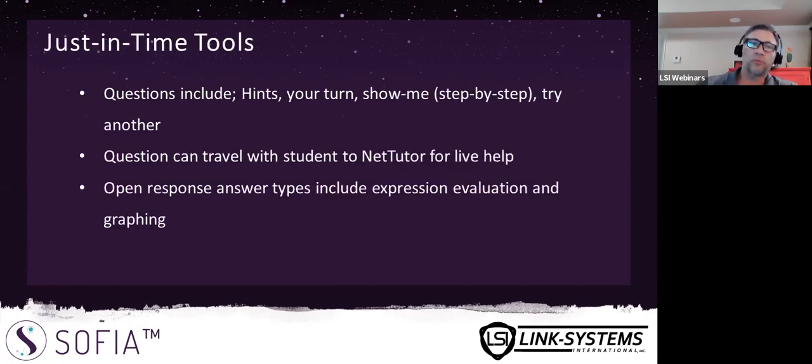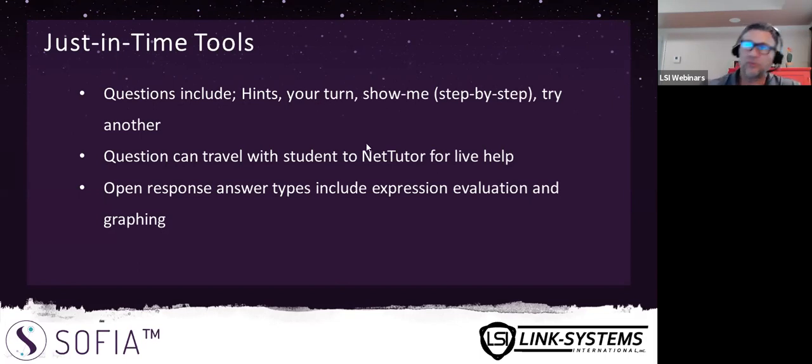So, one of the cool things about Sophia is the just-in-time help tools. So if a student is stuck in a question, they can click on a hint to help push them in the right direction. They can click a button for show me that will break down the entire problem step by step. And then once they've hit show me, they can try another. And that's where the algorithmic engine comes into play. So a student can repeatedly work on that same question by getting different variables each time so they can master the concept.